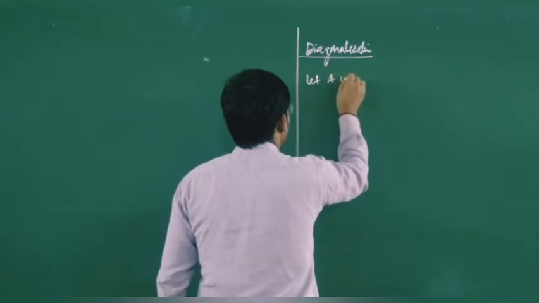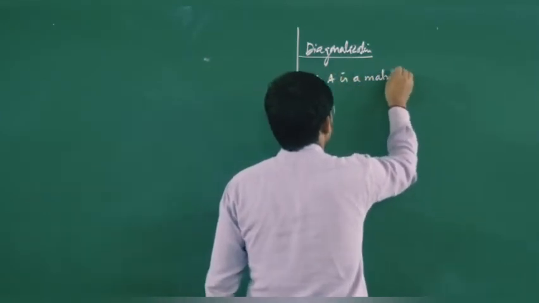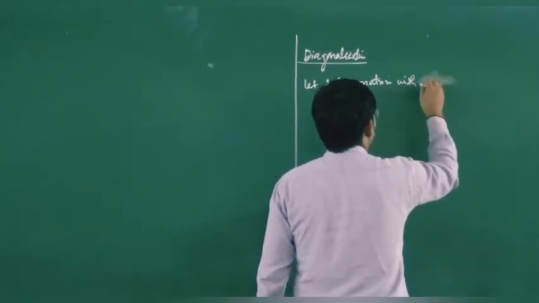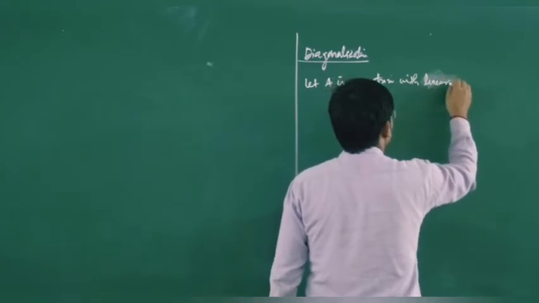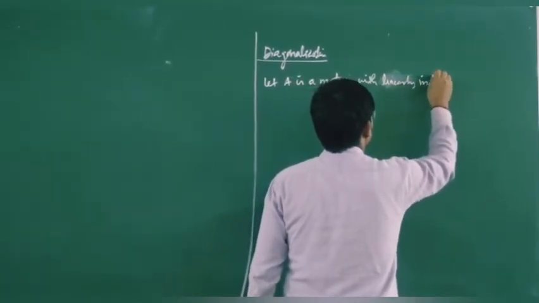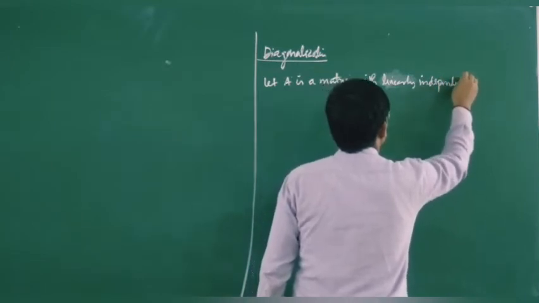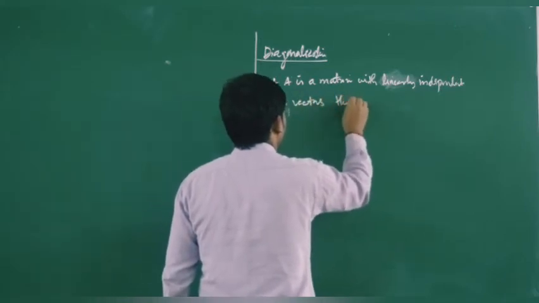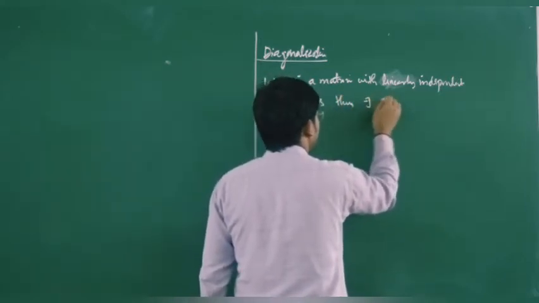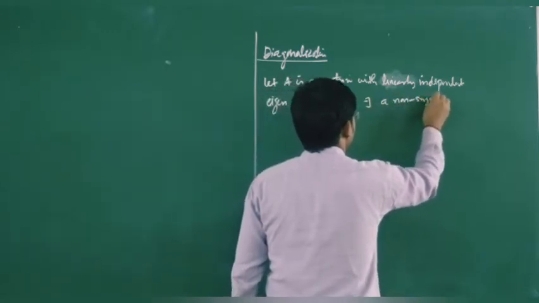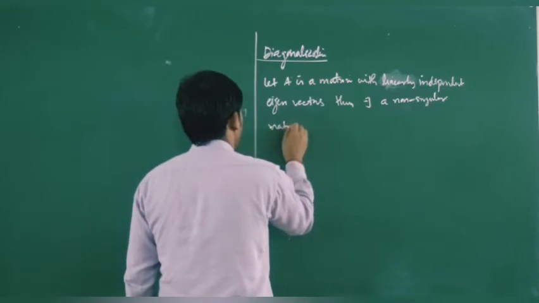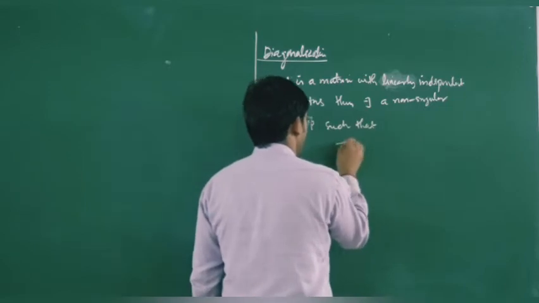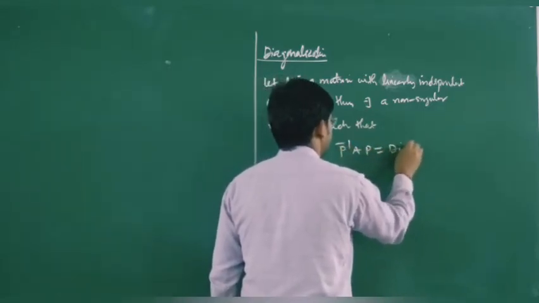Let A be a matrix with distinct or with linearly independent eigenvectors, then there exists a non-singular matrix capital P such that your P inverse AP is the diagonal matrix.